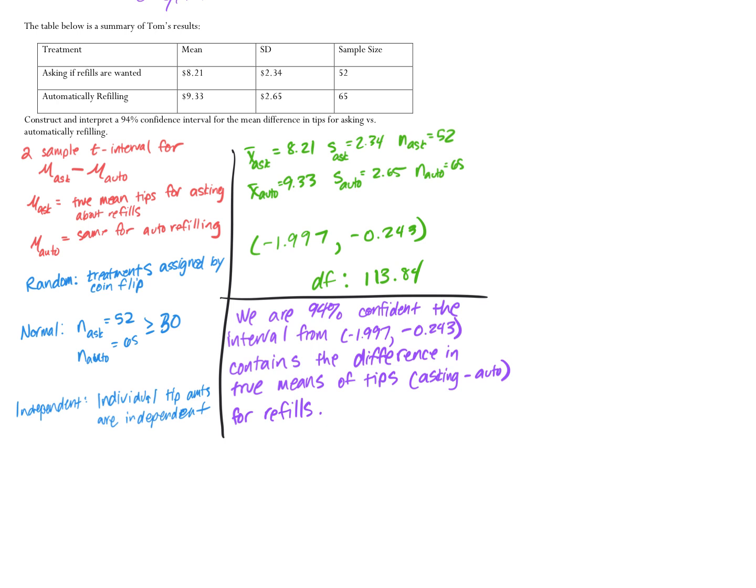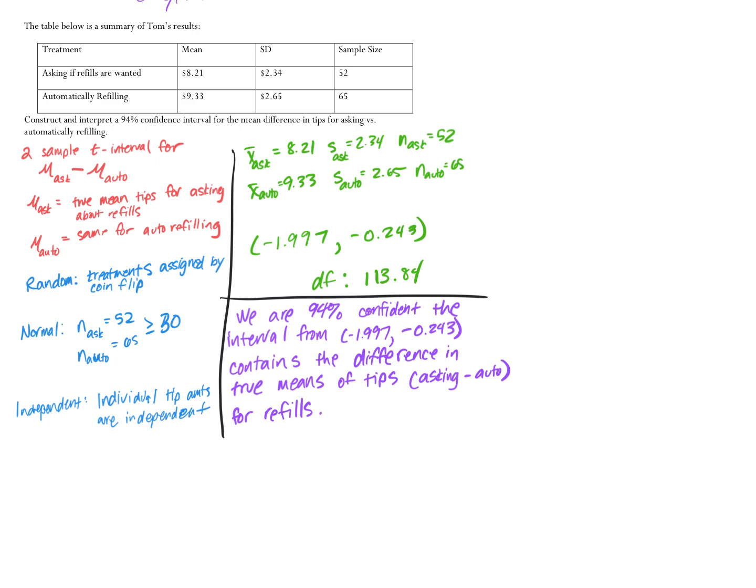This was never an issue with proportions because you couldn't do that paired t-test for proportions. Okay? So there is a difference, we'll talk about at the end, like how do you determine whether you're doing a two-sample t-test for mu1 minus mu2 or a paired t-test for mu d.